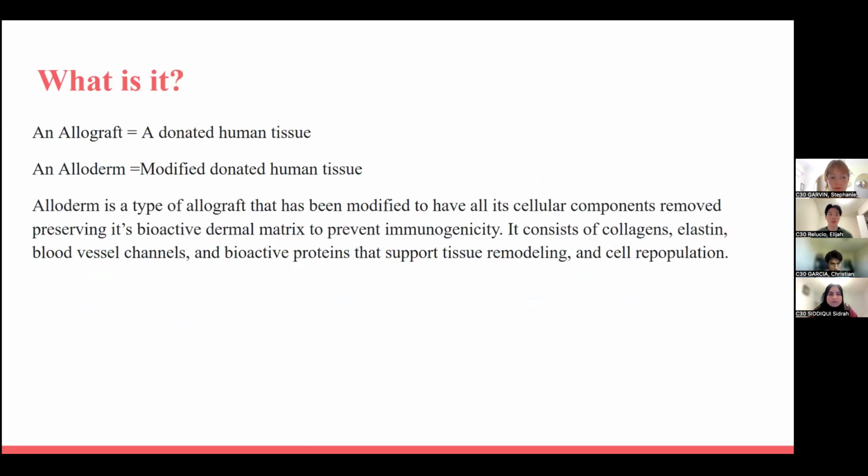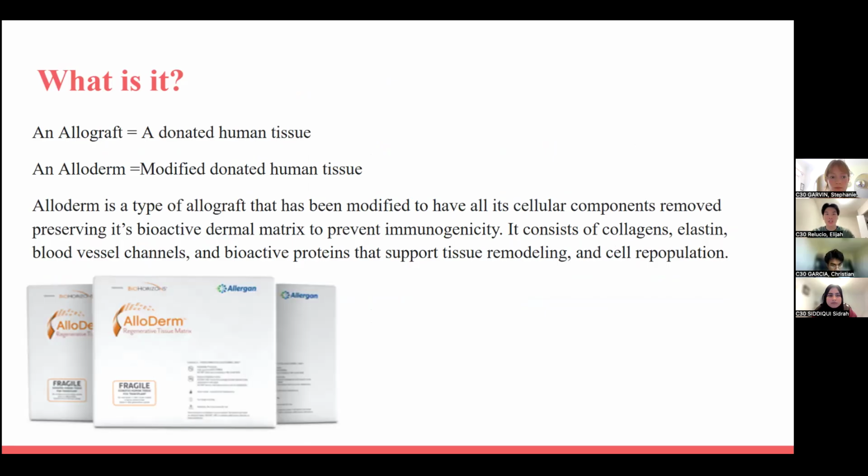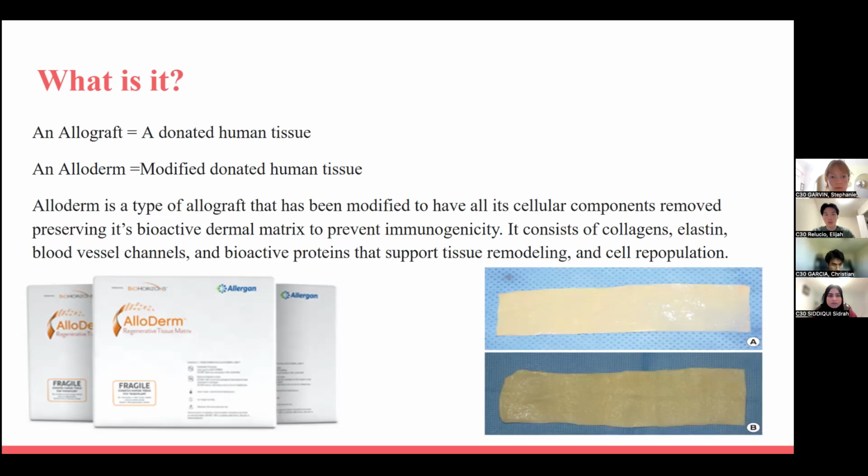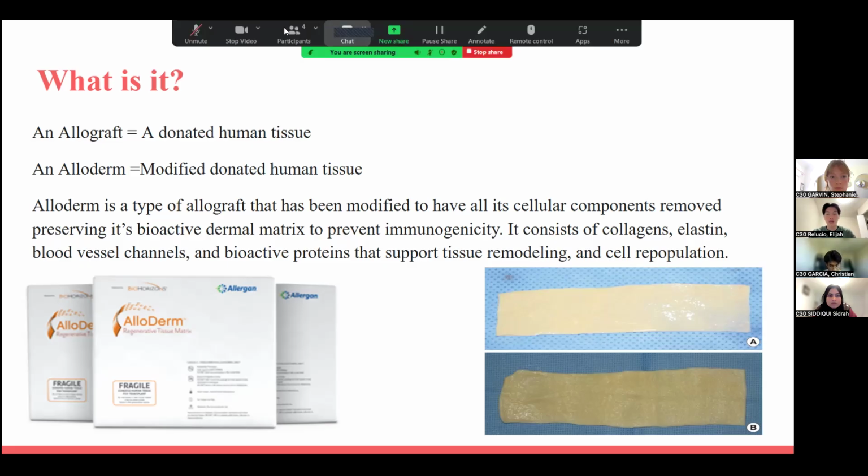So what is it? Like I said before, an allograft is a donated human tissue, and an alloderm is a modified donated human tissue. An alloderm is a type of allograft that has been modified to have all its cellular components removed, preserving its bioactive dermal matrix to prevent immunogenicity. It consists of collagen, elastin, blood vessel channels, and bioactive proteins that support tissue remodeling and cell repopulation.